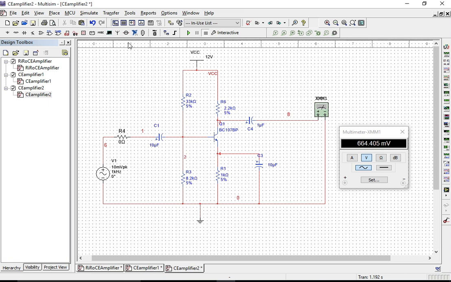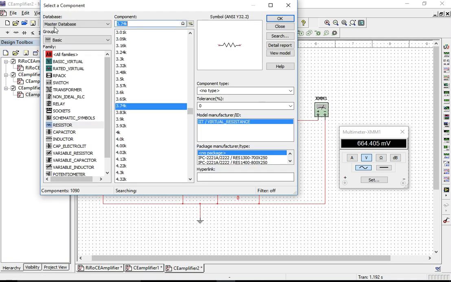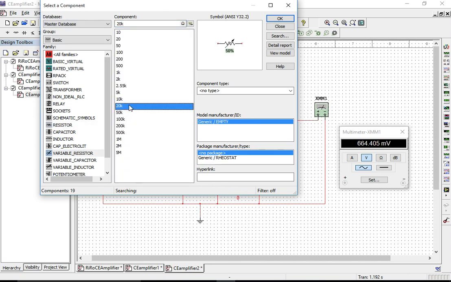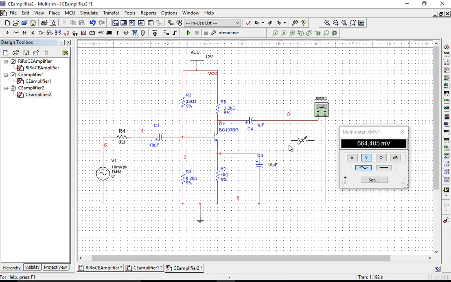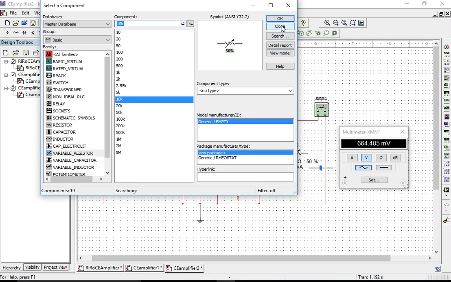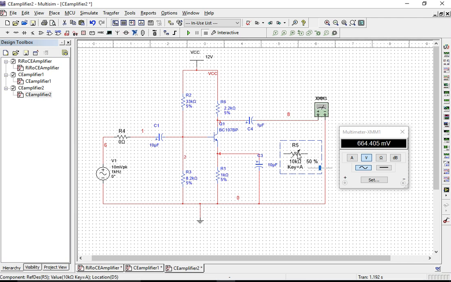So let me connect again one variable resistor. Here we are having variable resistor with some 20k. 10k is sufficient for somewhat accurate ranges. Control R to rotate. So now initially it is 50% of the resistance, never short circuit the output. Okay, so let us test now the output voltage.